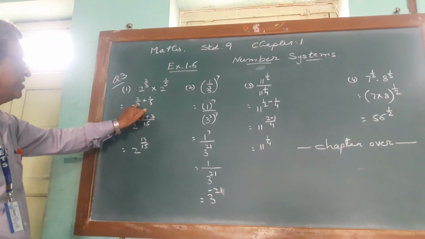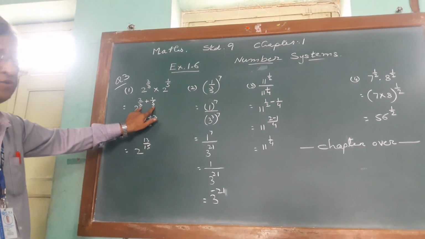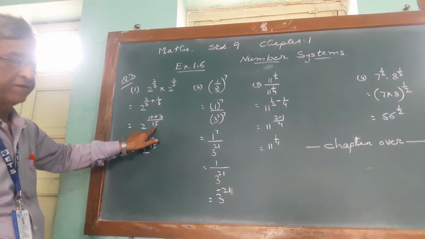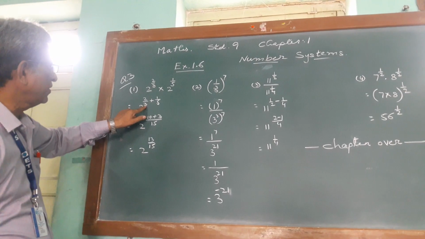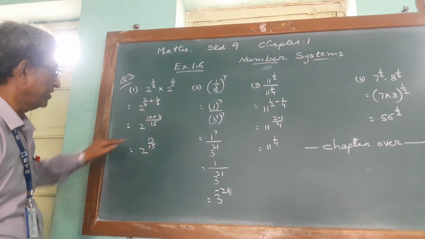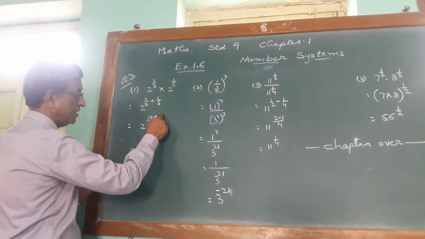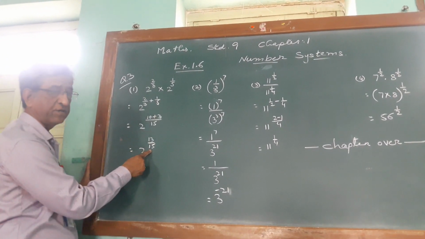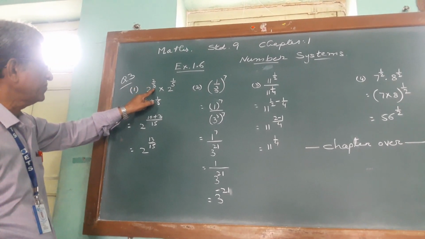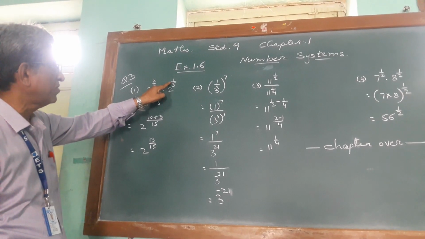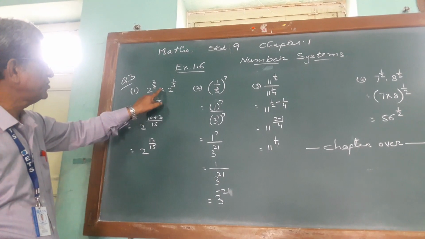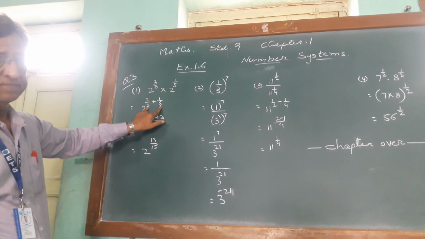Now here there are different denominators, 3 and 5. So you have to take the LCM. LCM of 3 and 5 will be 15. So 5 2s are 10 and 3 1s are 3. 10 plus 3 gives you 13 upon 15. So 2 raised to 2 upon 3 multiplied by 2 raised to 1 upon 5 gives 2 raised to 13 upon 15. Means you have to add the indices.